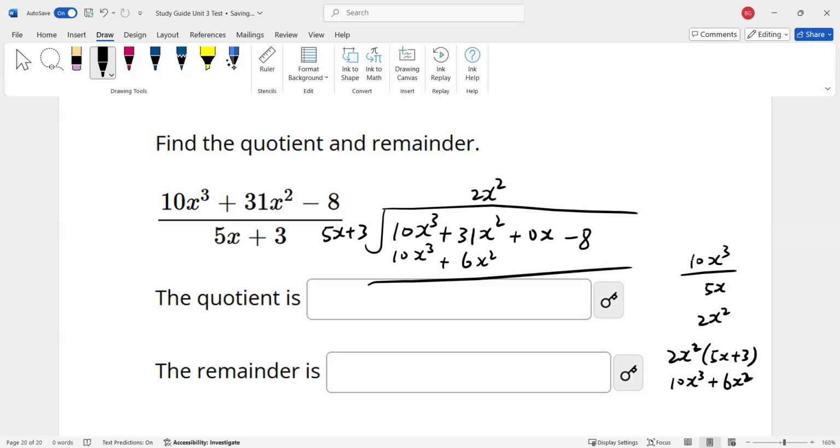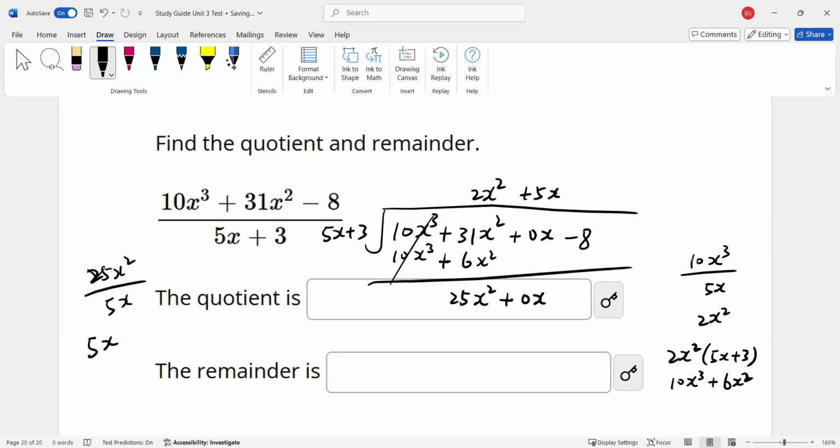Subtract. We can change the signs and add, or you can just see it as subtracting. So these two are going to disappear. 31 minus 6, 25. Double check, 11 minus 6 is 5, yeah, 25x squared. And bring down 0x. And repeat the process. Divide 25x squared over the leading term of the divisor, 5x, which gives us 5x. Put a 5x here.